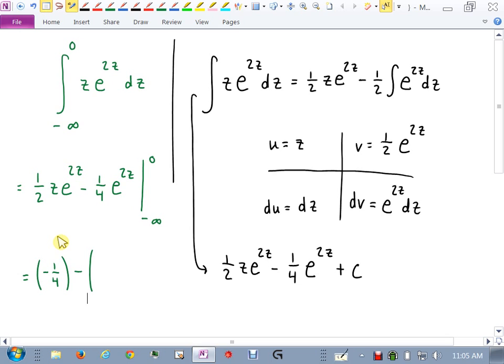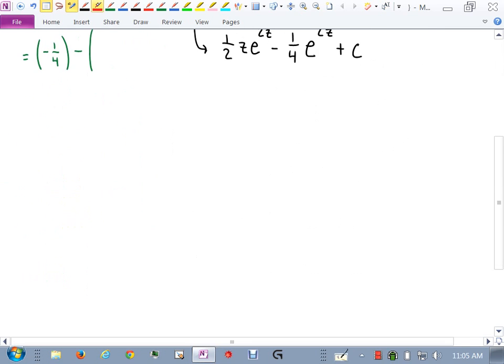0 times infinity is not 0, right? So we have to figure out what it is. So I'm going to take this little piece right here. I'm not even going to care about the 1/2. I'm just going to look at this over here for a second and think about what's happening. I said I was going to forget the 1/2.